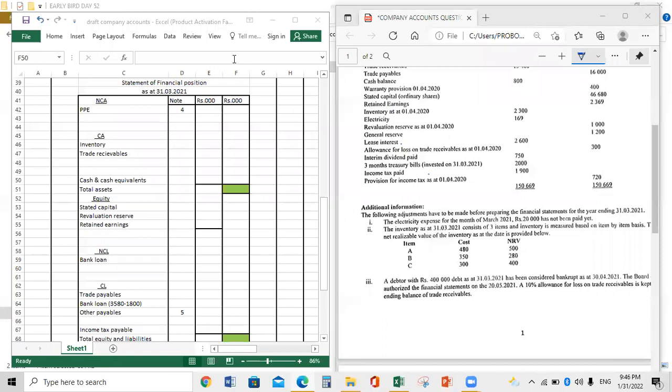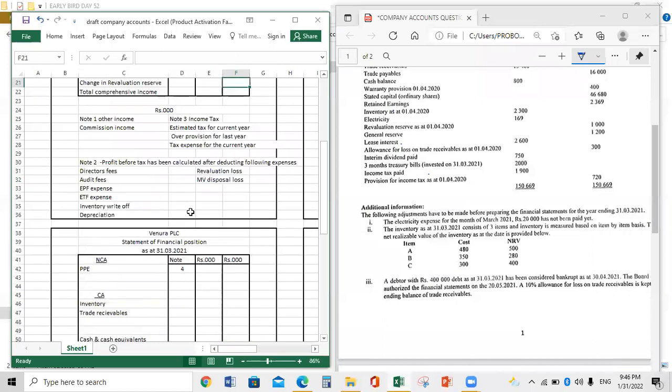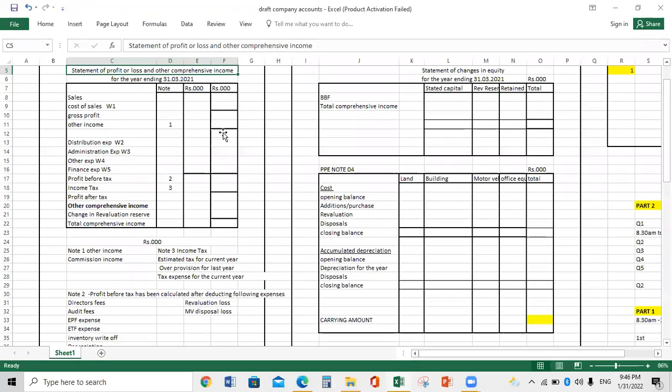If you don't have other income, you should still put a note for that, guys. Now don't do this: don't waste time in the company accounts checking whether they have given any other income, just so that you can write the note number. No, guys, don't do that. Just follow the same format. If there is no other income, you put note 1. It's okay, but keep it as 0. Let's say, for example, there's 0 other income. It's okay, keep it as 0.